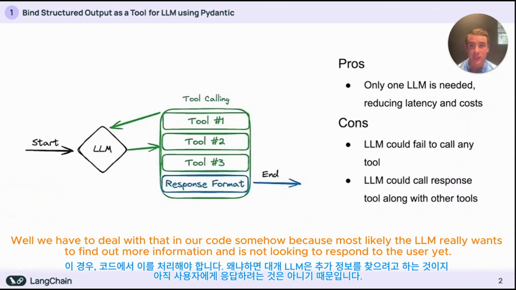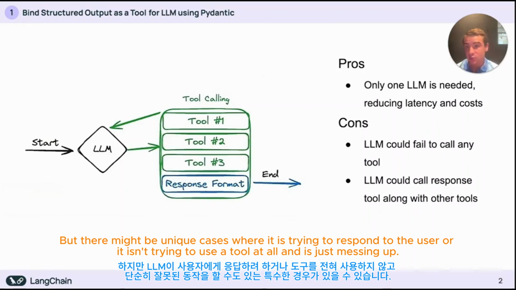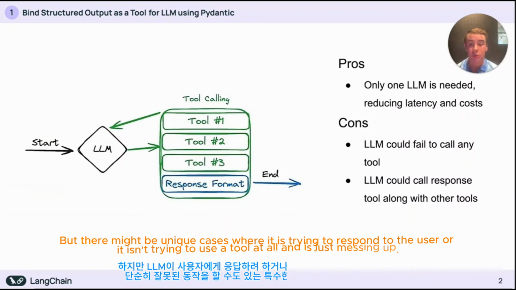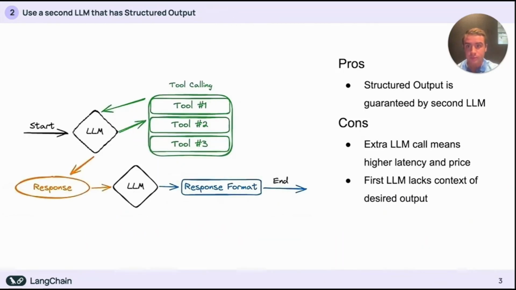Well, we have to deal with that in our code somehow, because most likely the LLM really wants to find out more information and is not looking to respond to the user yet. But there might be unique cases where it is trying to respond to the user, or it isn't trying to use a tool at all and is just messing up. So we need to be careful with all those cases, and these are some of the risks that can arise when using this option.